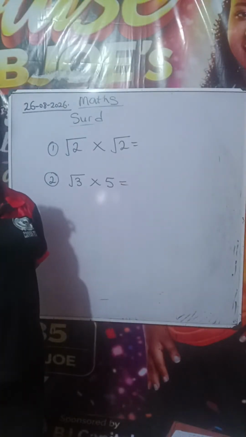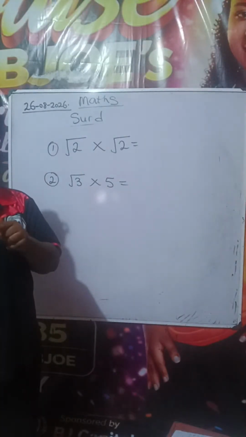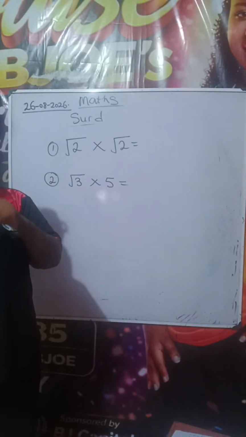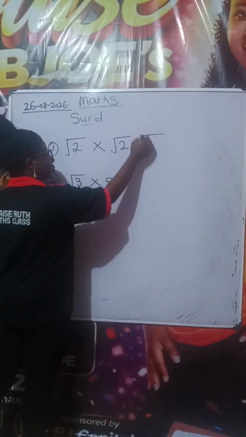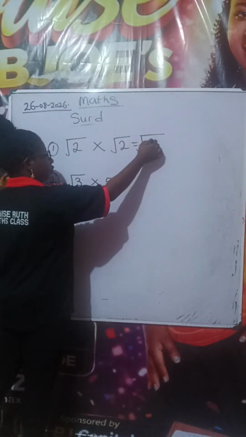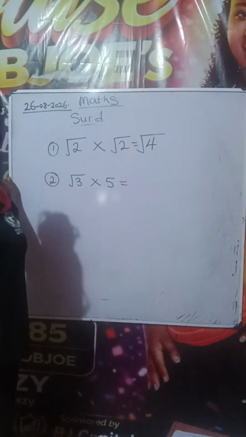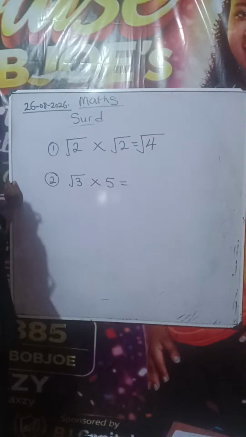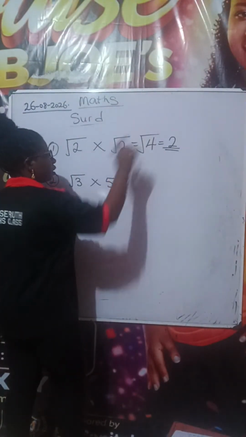Okay. Now, you know that this one is multiplication, you can multiply it if both of them have the same root. There is a square root, there is a square root. So you pick one of the roots. 2 times 2 will give you 4. And the square root of 4, what is the square root of 4? So we are getting 2. So it means that if you multiply the same number, it will give you like this.